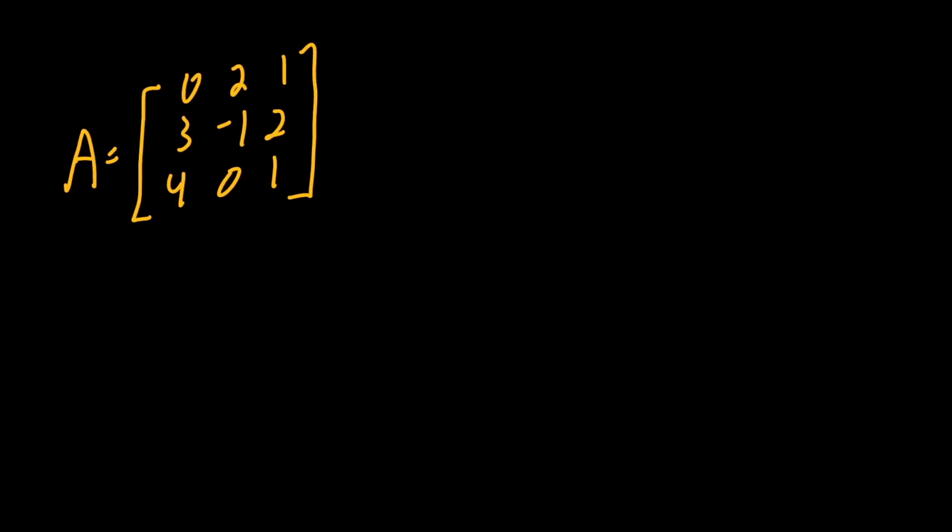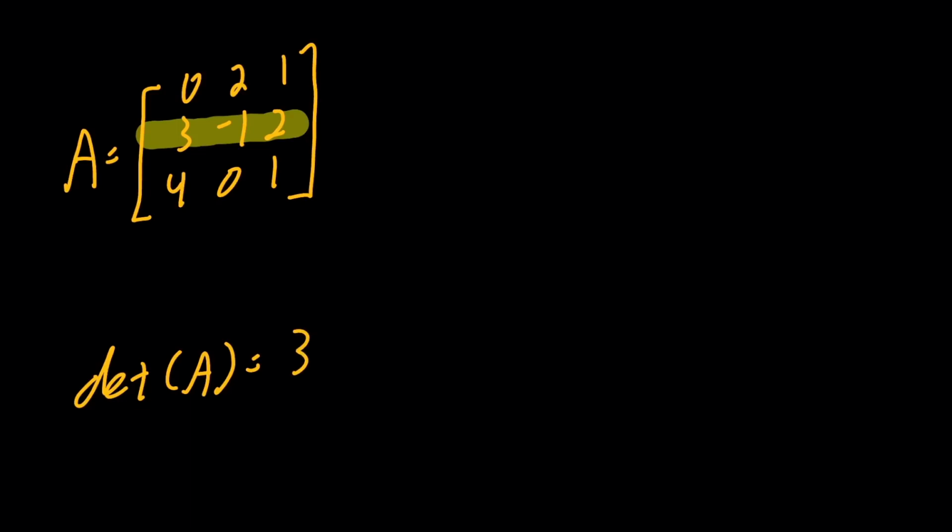expand by rows. And what I mean by that is, let's say we were to expand by this row right here. This is going to look like this. So determinant A, by expanding from the second row, you're going to take the minor of each entry within that row. So it's going to be 3 times the matrix of 2, 1, 0, 1.